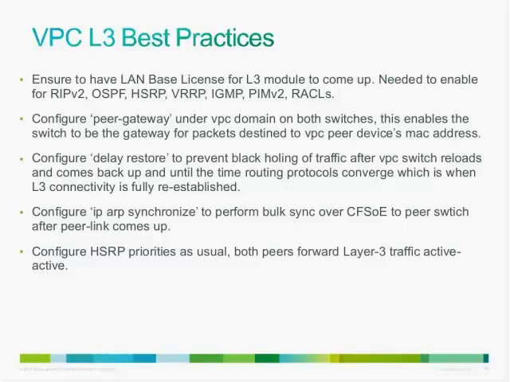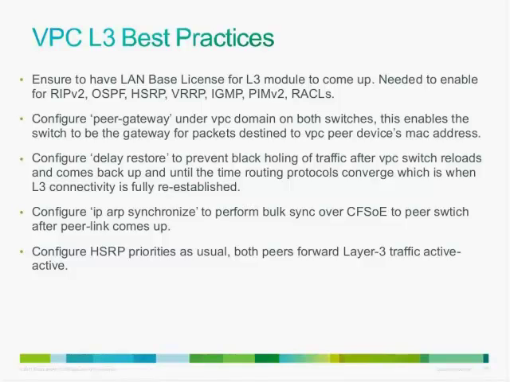Make sure you configure peer gateway on both sides under the VPC domain. It makes sure that the particular switch is the gateway for packets destined to the HSRP virtual MAC, which is the active VMAC on the other 5K, right? So we don't necessarily forward the packets over the peer link. The VPC secondary, or the HSRP standby, also acquires the ability to forward packets.